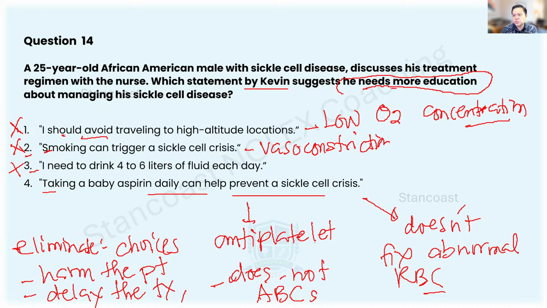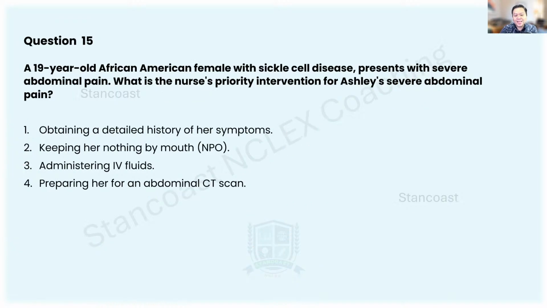Now let's move on to number, what do we have here? Number 15. A 19-year-old African-American female with sickle cell disease presents with severe abdominal pain. What is the nurse's priority intervention for Ashley? Here we go, another patient. Severe abdominal pain. Would that be 1, obtaining a detailed history of her symptoms, 2, keeping her NPO, 3, administering IV fluids, 4, preparing her for an abdominal CT scan?